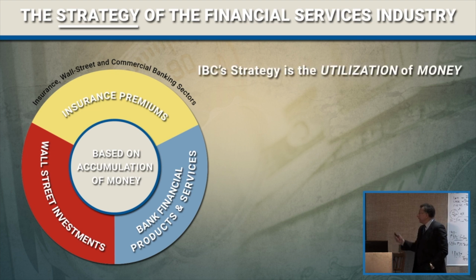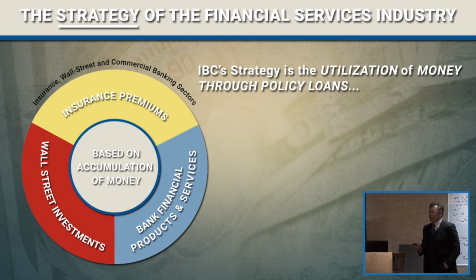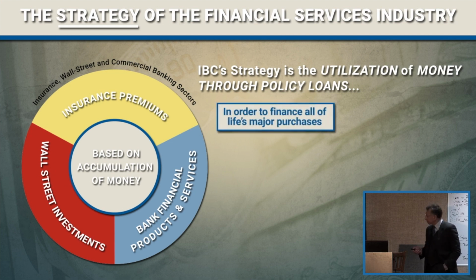Now, the IBC strategy is just the opposite. It's about the utilization of the money, completely opposite. And we do it through policy loans, which is in our contract of these policies, the IBC policies. And what do we use it for? Well, all of life's major purchases, because people are so strapped for money. They've got money that's out of their control and they can't come up with it.